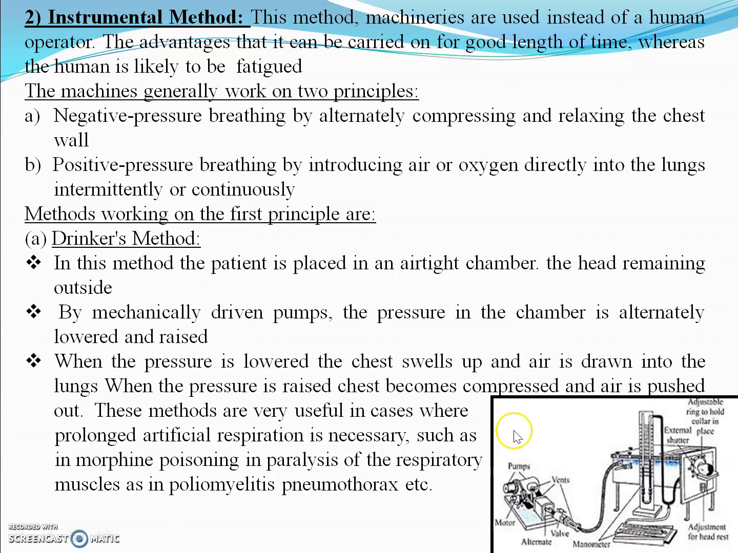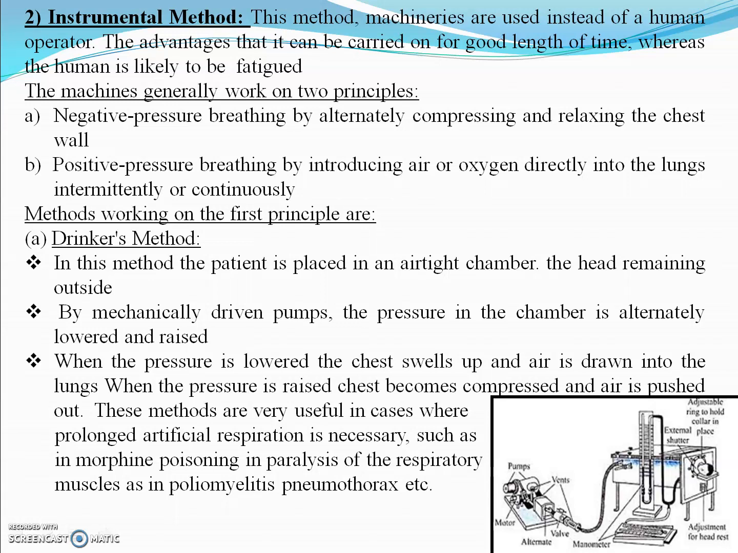The methods which work on the first principle, that is negative pressure breathing, pressing and relaxing the chest wall, start with the Drinker method. In this method, the patient is placed in an airtight chamber and the head remains outside. By a mechanical drive pump, the pressure in the chamber is alternately lowered and raised. When the pressure is lowered, the chest wall swells up and air is drawn into the lungs, and when the pressure is raised, the chest wall is compressed and the air is pushed out.